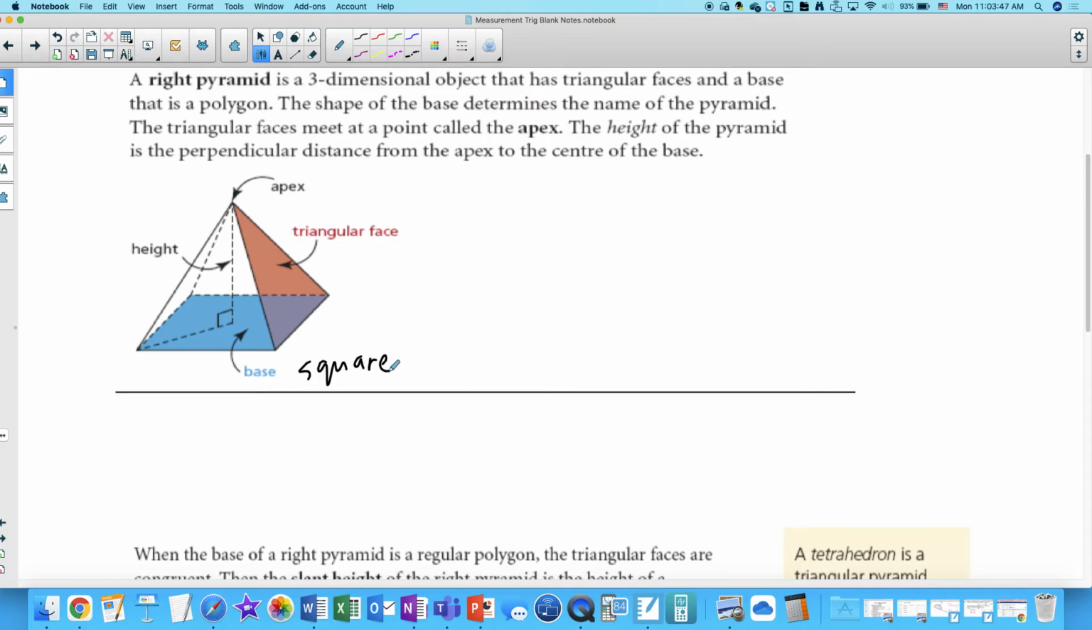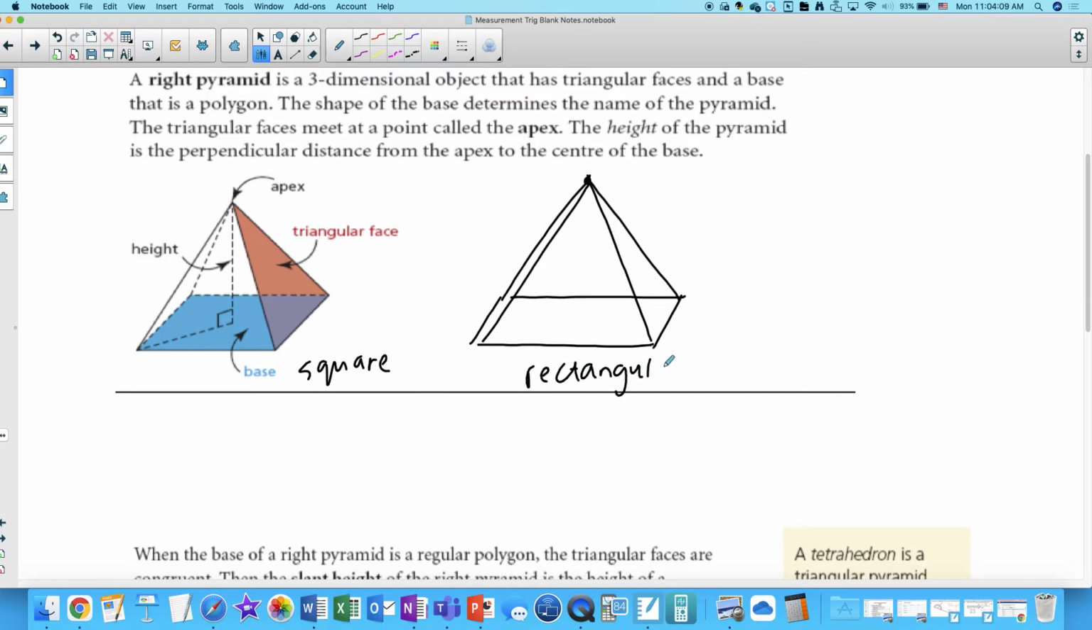You could have a rectangular pyramid. And my trick for drawing these is I draw the base like that. And then I draw a point. And then you just connect the 4 corners up to that point. Okay, so this is a rectangular pyramid. Sometimes you'll see the roof of a house might look like that. You can have other ones though. You can have a pentagonal pyramid, or let's do a hexagonal pyramid. So there's a hexagon.